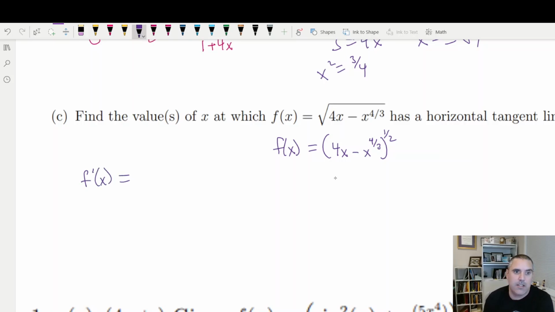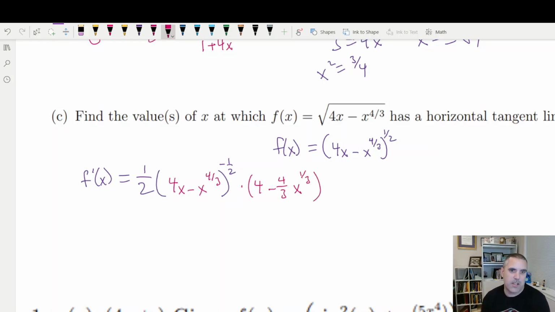The derivative of the outside is this. And as I said, this needs to become second nature if you're going to continue in any calculus class. Then you take the inside, leave it alone, times the derivative of the inside. 4 minus 4/3 x to the 1/3. How did I do that? Well, I've practiced with fractions enough to be comfortable doing that.